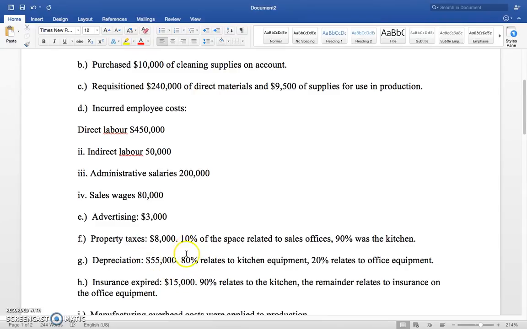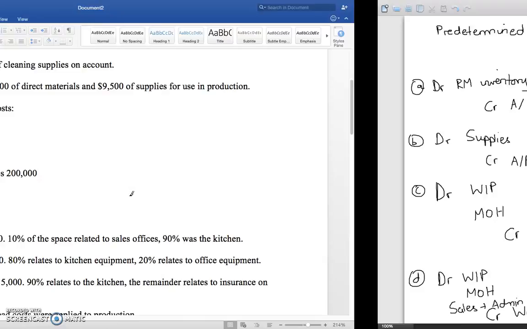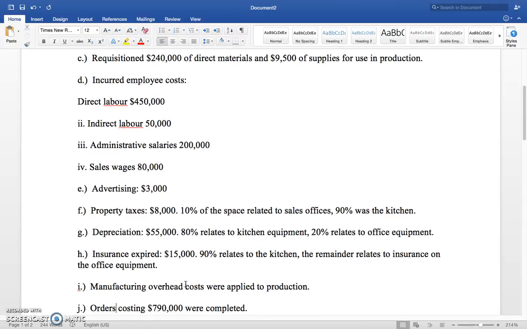Depreciation 55,000. You weigh each of these according to what they are. So 80% relates to kitchen equipment and 20% relates to office equipment. So again, you take those percentages, multiply them, and then debit MOH for the percentage that is related directly to the kitchen, to the product, and then debit depreciation, which is not directly related to the product. And then you credit accumulated depreciation. And then part H is insurance expired 15,000, same procedure.